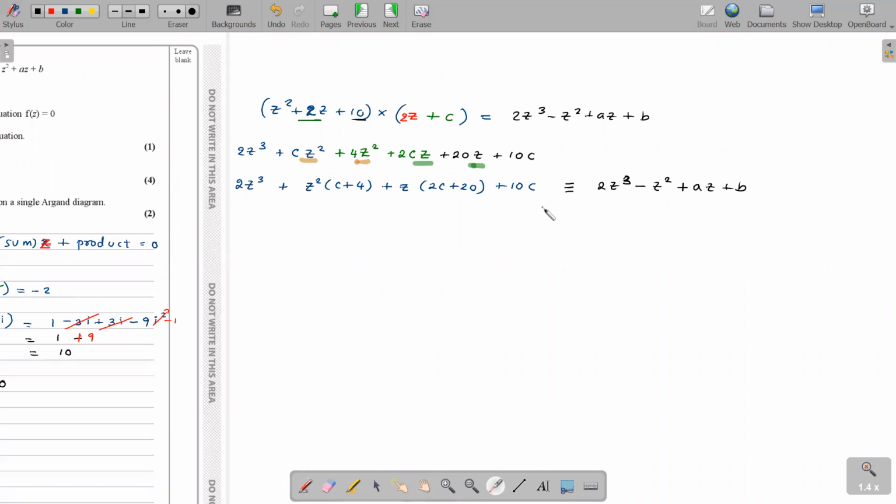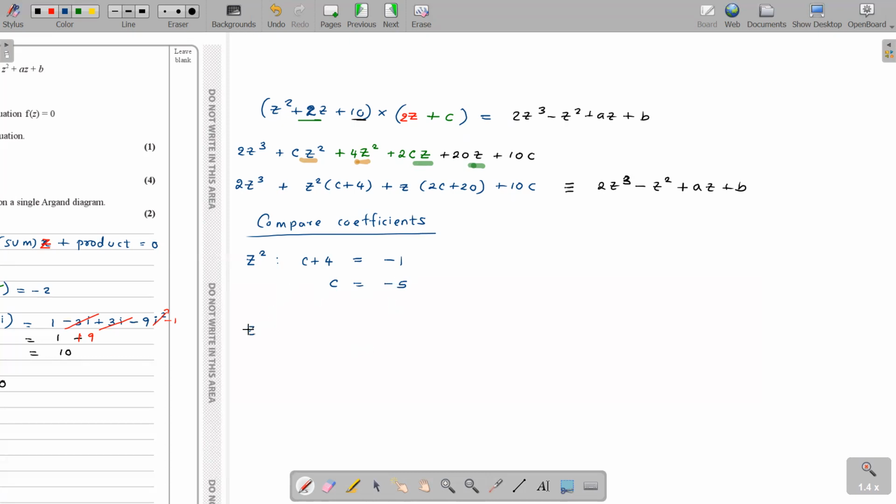Let's compare the z square coefficients. When I compare coefficients for z square, what do I get here? C plus 4 here. On the other one, minus 1. And you see I can get the value of C. C is equal to minus 5. C is the value that I input. Let's go for the next comparison.